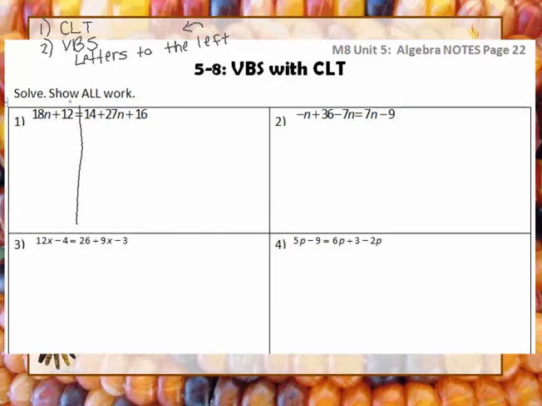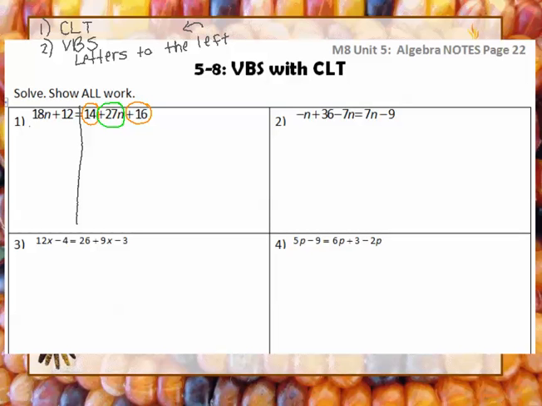We ask ourselves, do I have any combining like terms on the first side? I cannot combine the 8n with the positive 12, so I don't have any combining like terms on the first side. But if I look at the second side, I have the positive 14 and the positive 16 that are constants that I could combine. And then I also have this positive 27n. Now remember, when we combine like terms, we like to have the letters first.